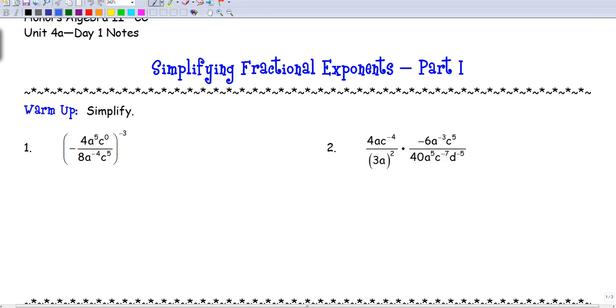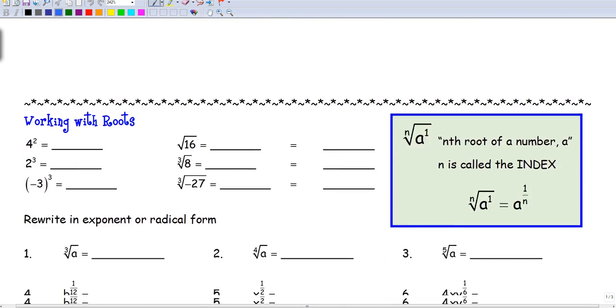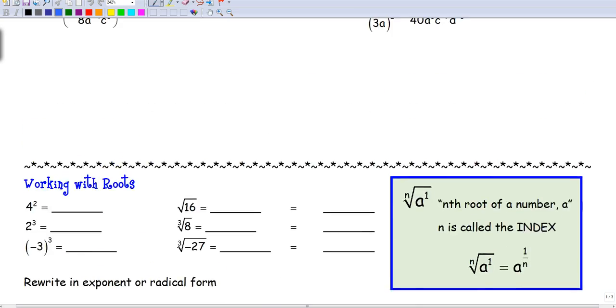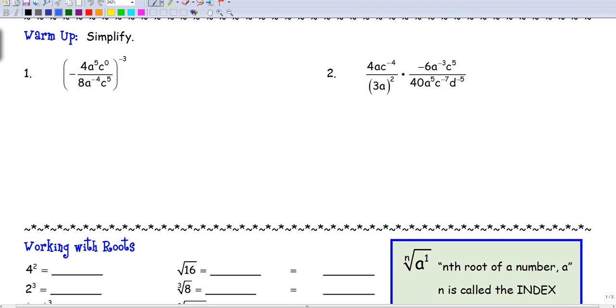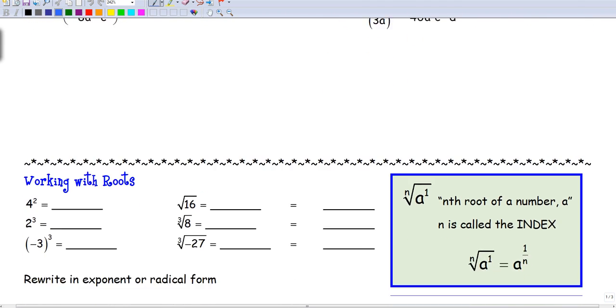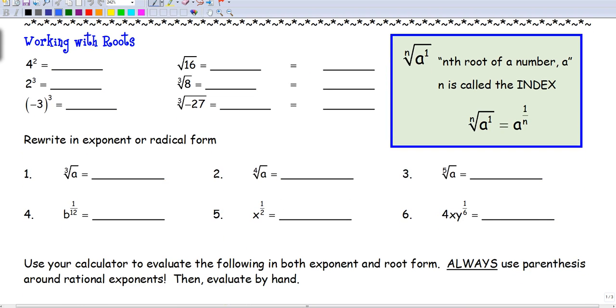We are actually going to skip the warm-up for time's sake. We're going to come down to the new stuff, but the answers to this are on Canvas, so you're welcome to go ahead and check out the answers for 1 and 2 at your leisure.